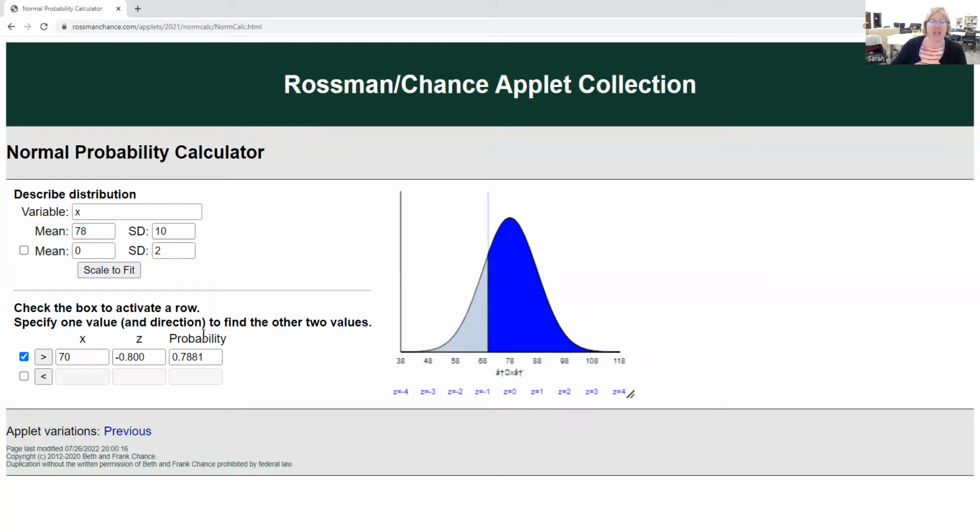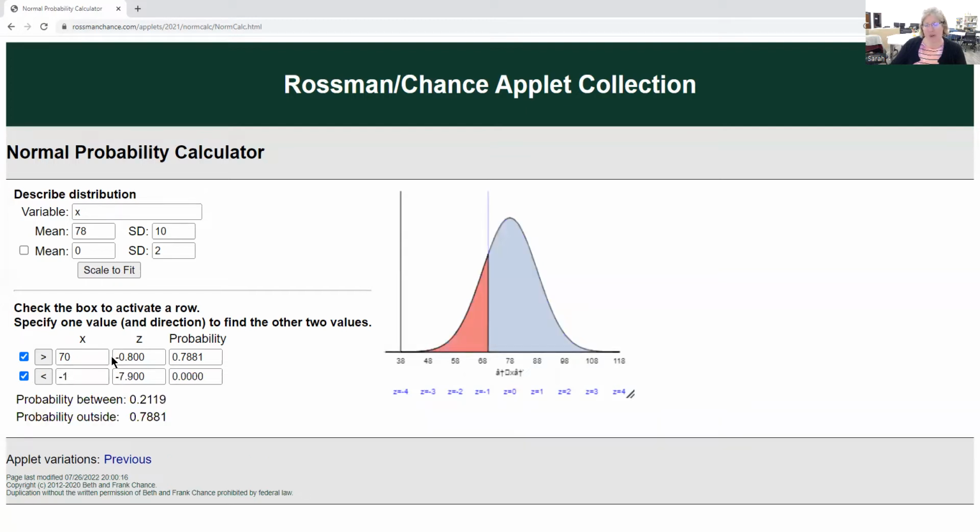Next question, find the probability that the student earned between 80 and 90 points. So I have two numbers there, which means I'm going to need both of these rows of the checkboxes. So I'll click on both of those, and then I'm going to put 80 for one of them and 90 for the other. And then we're looking for the probability the student earned between 80 and 90. So that probability between is directly below there. And so we'd want to say 0.3057 or 30.57%.